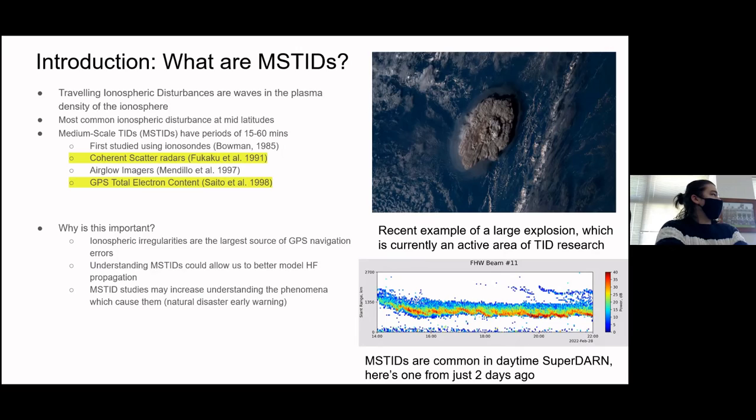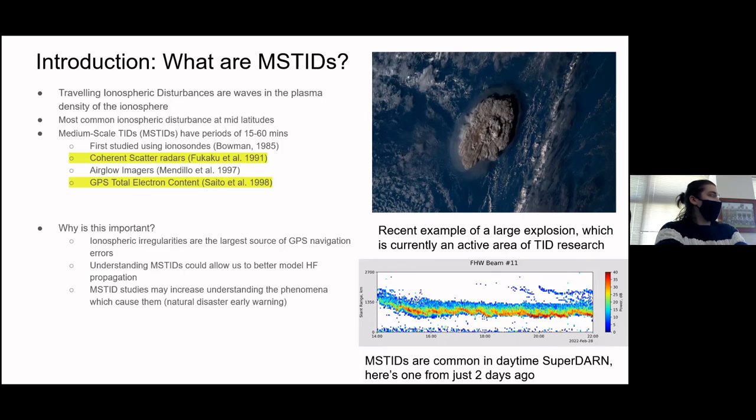And so why is it important? Well, ionospheric disturbances are the leading cause of GPS navigation errors. Understanding MSTIDs also allows us to better model HF propagation, because as you can see from the SuperDARN HF radar, the returns show the signatures in them, so they will affect HF propagation.